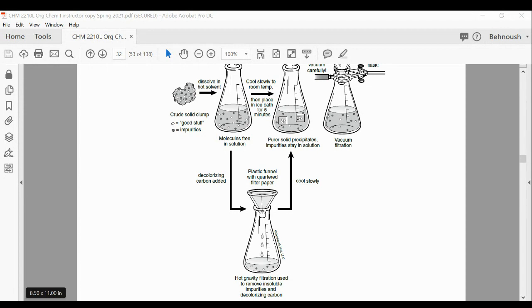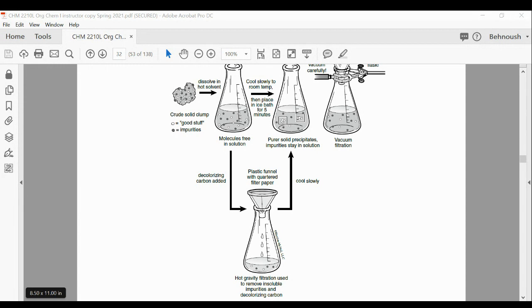I believe, while I was reading the lab manual, it said that you shouldn't place it in an ice bath so quick, because if the temperature goes down so quickly, impurities might be trapped in the crystallization process. If I remember it saying that. Yes, that is correct. That is one of the reasons.